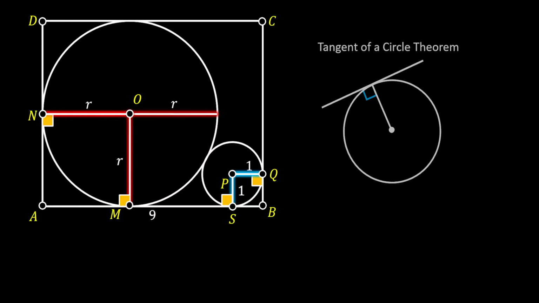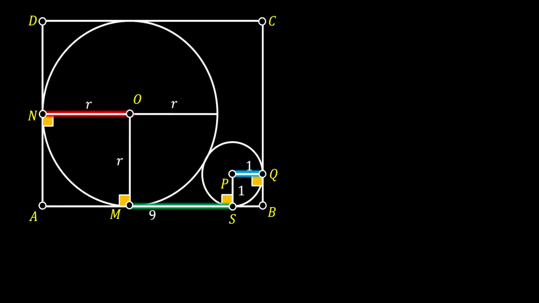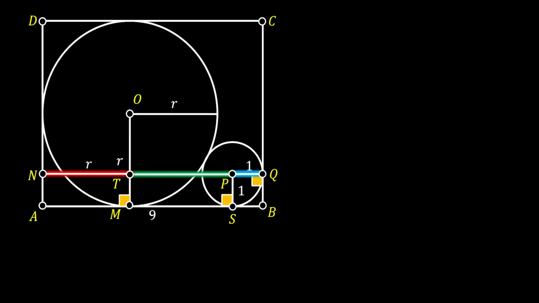Great! So, with this out of the way, let's take a look at the line MS. Since the lines OM and PS are both perpendicular to the line AB, this means that both of those lines are parallel, so we can safely slide the side MS upward to the line PQ. And let's also label the point of contact with the line OM as T. Now, again, since the line OM is perpendicular to the line AB as well as the line AD, we can safely slide the radius ON downward to this newly formed line.